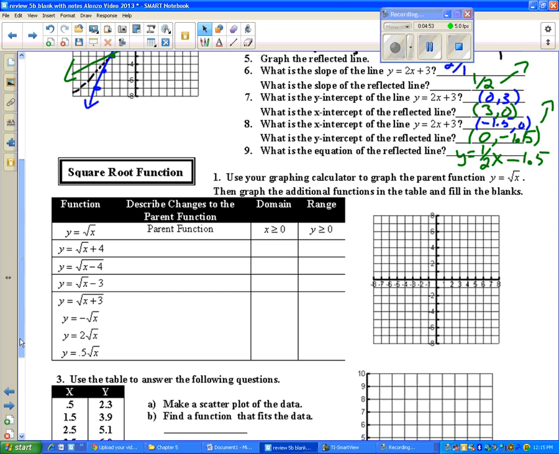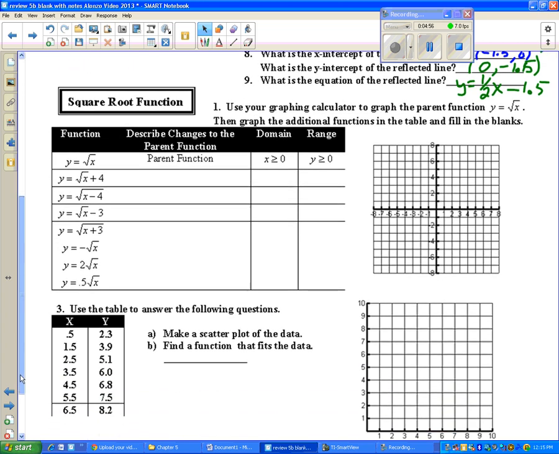Square root function. Use the graph. Use your graphing calculator to graph the parent function y equals square root of x, then graph the additional functions in the table, and fill in the blank.